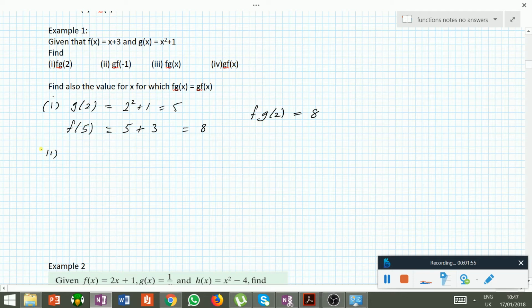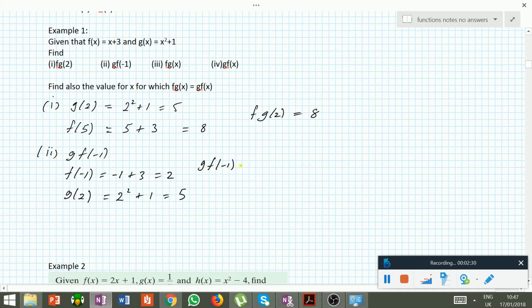Next one, you have G after F of minus 1. So we say F of minus 1 is equal to, you go to your F function, everywhere you see an X you put a minus 1. Minus 1 plus 3 is 2. And then you simply perform G of 2. Everywhere we see an X, we put a 2, so you get 2 squared plus 1, which is a 5.